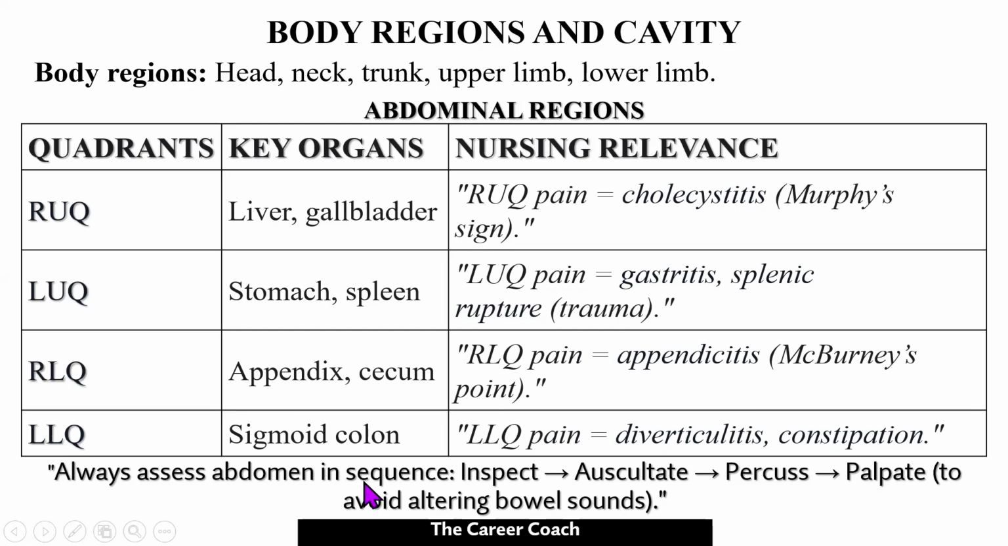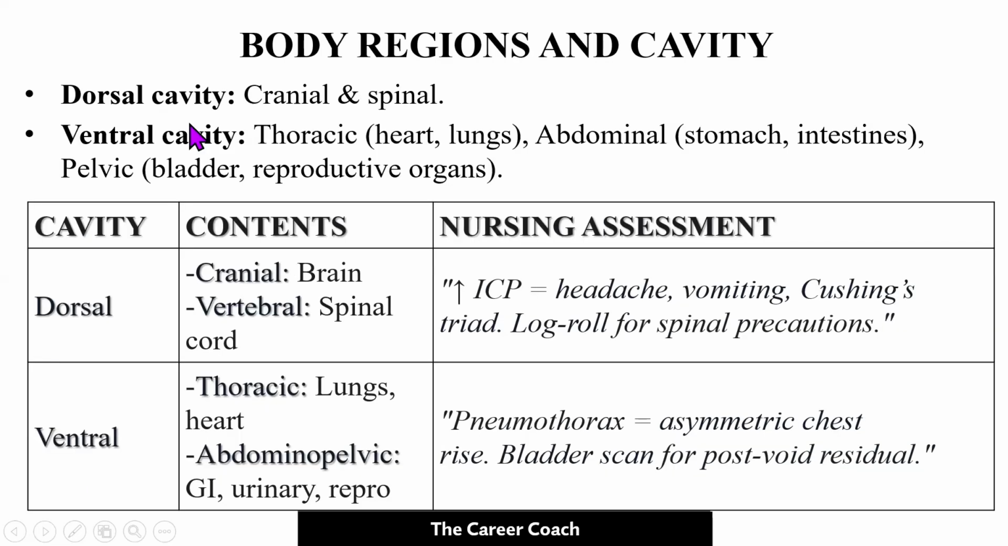Always assess the abdomen in sequence, beginning with inspection, then auscultation, then percussion, then palpation. This is to avoid altering bowel sounds. The next we'll talk about is the dorsal cavity. The dorsal cavity involves the cranial and the spinal. Ventral cavity involves the thoracic, which is the heart and the lungs, the abdominal, which is the stomach and the intestine, and the pelvic, which is the bladder and the reproductive organs.